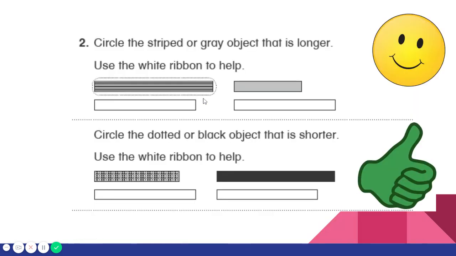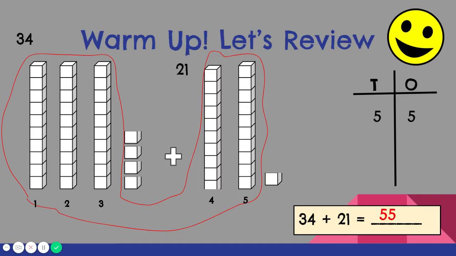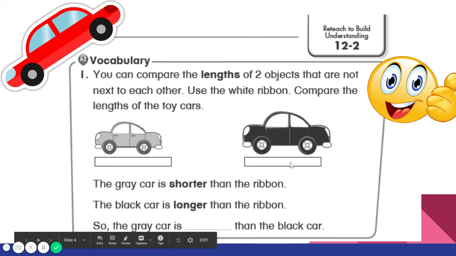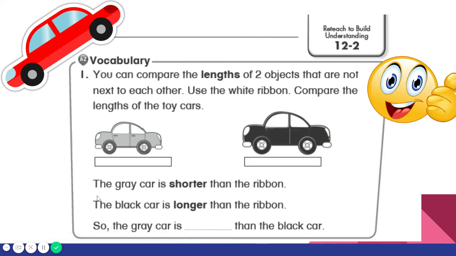Oops. Sorry, friends. There we go. So lengths are the measurement of how long something is from point A to point B. So in this example, we're using the white ribbon and we're comparing the length of the toy cars. So let's read these sentences to give us some clues.